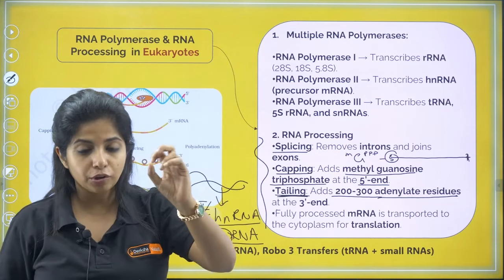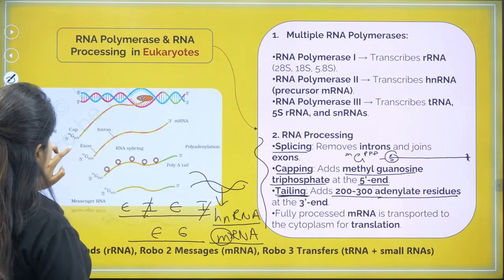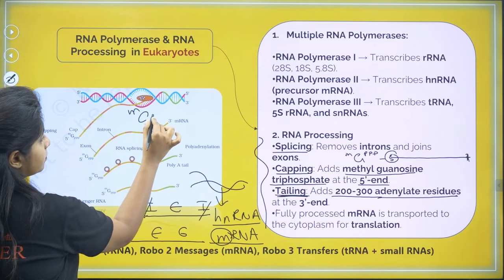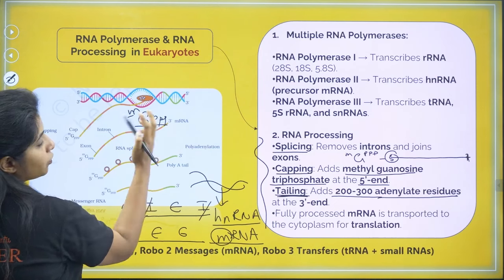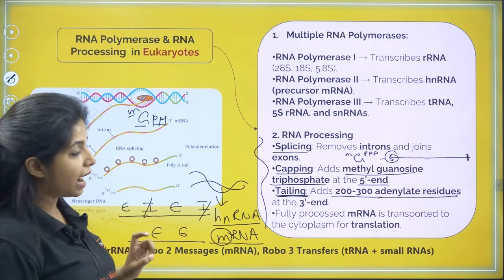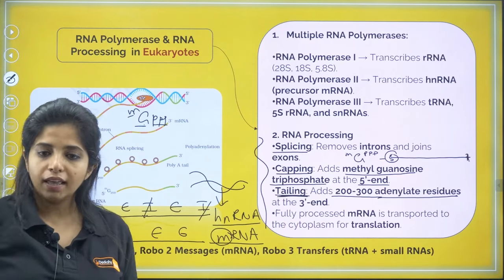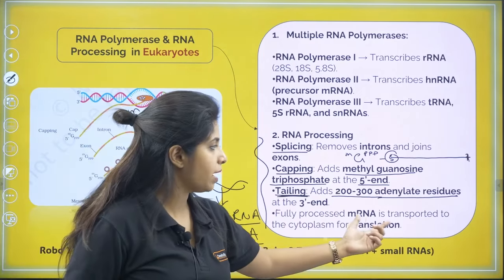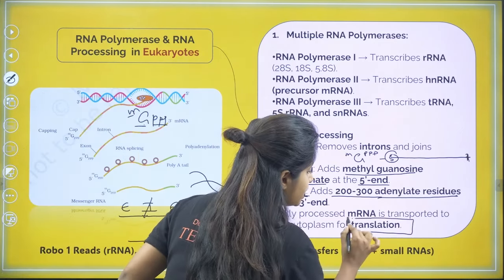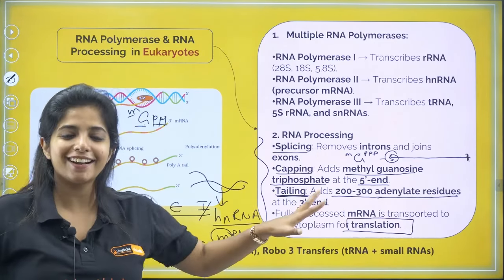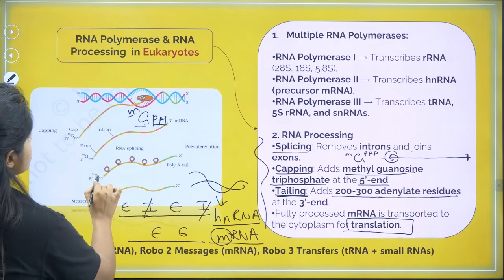So splicing first, where you are removing the introns. Capping, where methyl guanosine triphosphate is written like this: methyl guanosine triphosphate, 3 phosphate groups, is being added to the 5' end. In tailing, 200 to 300 adenylate residues are being put at the 3' end. And the fully processed mRNA is then later transported out toward the cytoplasm for the process of translation to happen. And then tada, the story is over. Cool. So here the same thing is being mentioned.